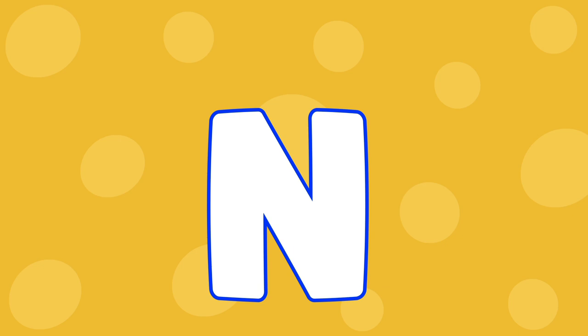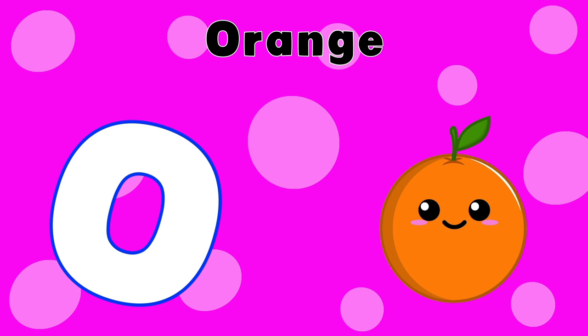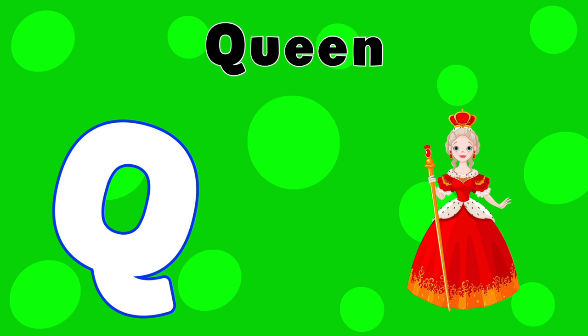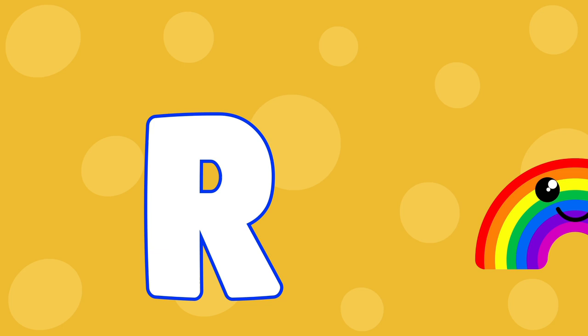Needle, needle, needle. Orange. Orange. P is for pony. Pony. P, pony. Q is for queen. Queen. Q, queen. R is for rainbow. Rainbow. R, rainbow. S is for spider.